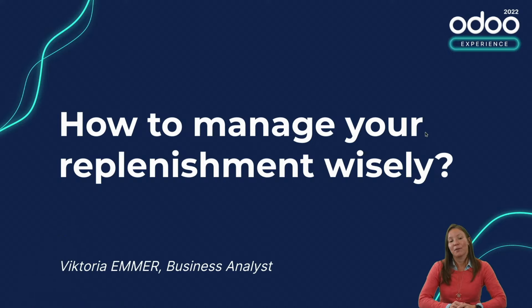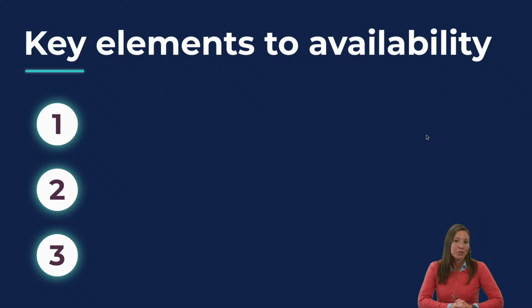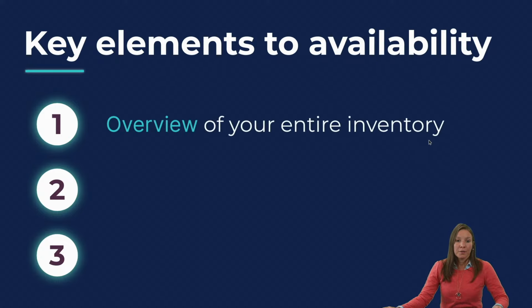So my name is Viktoria, as I said, and I'm here to show you how to manage your replenishment wisely. When I was thinking about this talk and preparing for it, I was thinking, what are the key elements to product availability or replenishments? And I came up with 3 main things which, in my opinion, are very important. Very important is an overview of your entire inventory.